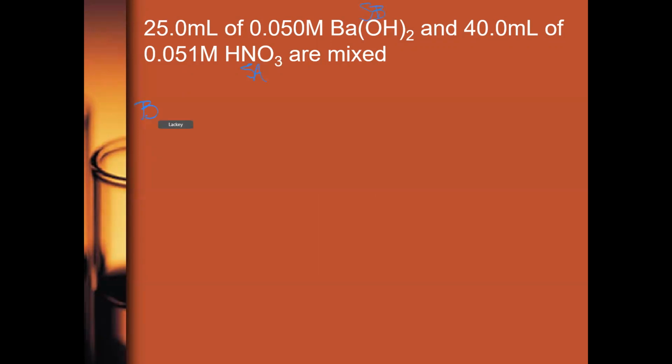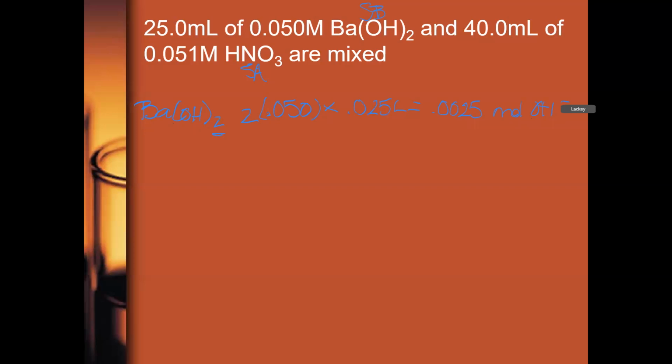So for barium hydroxide, remember we are doing the molarity, so the 0.050 molar. And because there are two hydroxides, we do have to multiply that by 2. That's going to be multiplied by the 25 milliliters, so 0.025 liters. That is going to give us 0.0025 moles of hydroxide ions.